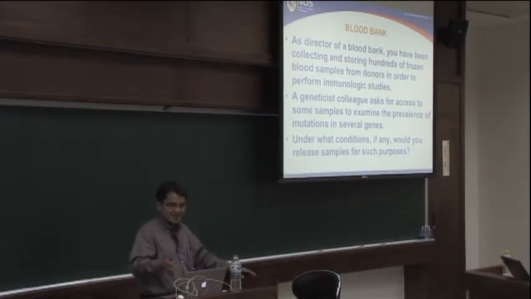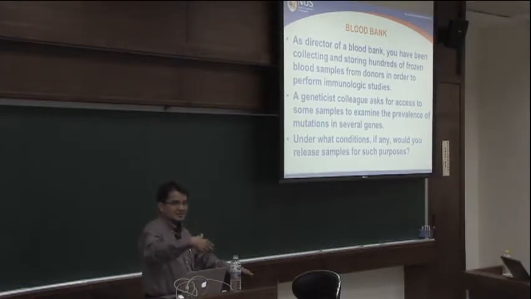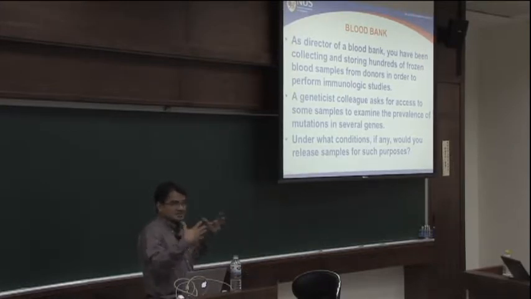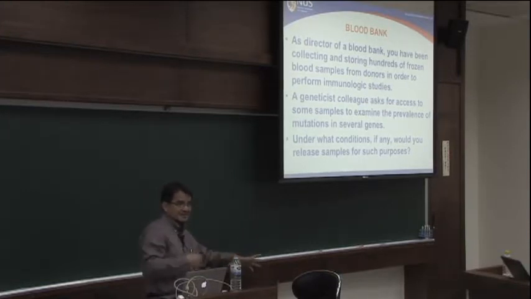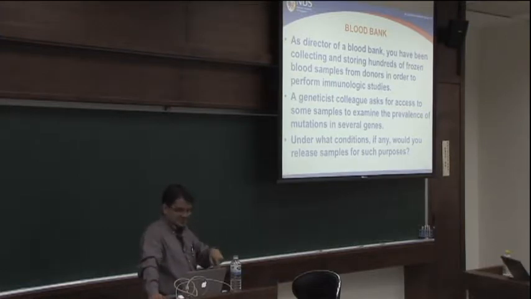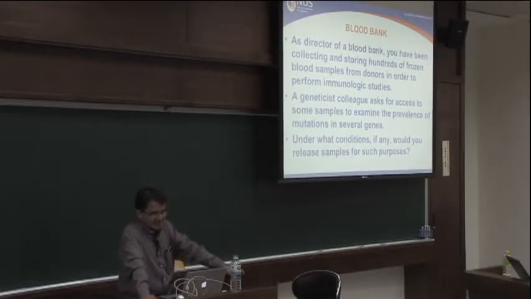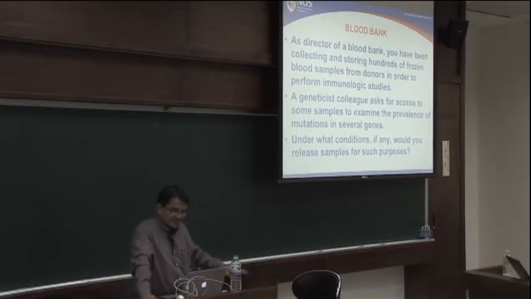Okay, you direct a blood bank, obviously you have a lot of blood samples there, but these samples are usually not for research, but for something else. Okay? If there is a sick person who needs blood transfusion, then you can use the blood from that bank. But aside from that, you've been using this also for research, and there is a geneticist colleague who asked for access to some samples to examine the prevalence of mutations in several genes. Under what conditions, if any, would you release samples for such purposes?